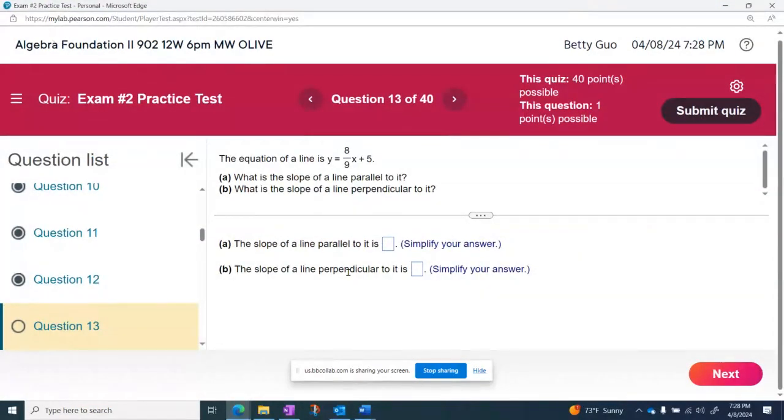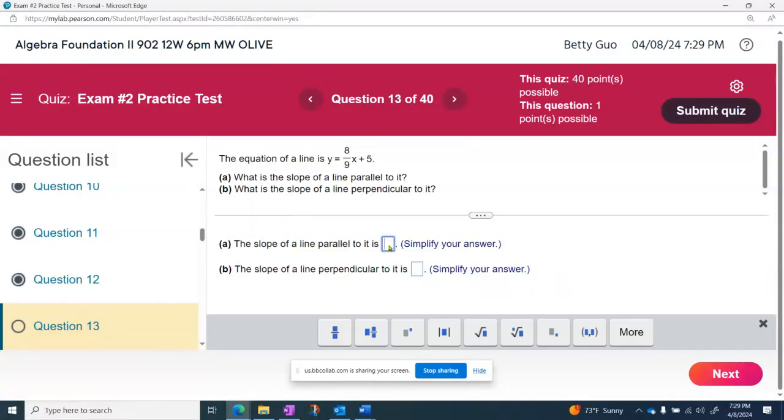This question gives the equation of a line and asks: what's the slope, and what's the slope of a line perpendicular to it? Okay, this type of question actually is an easy question. All you need to know is the slope-intercept form and the theorem about parallel and perpendicular lines. So first part, since the equation is already in the slope-intercept form, y equals mx plus b, what's the slope? Parallel to it. Guys, two straight lines being parallel means they have the same slopes, right?